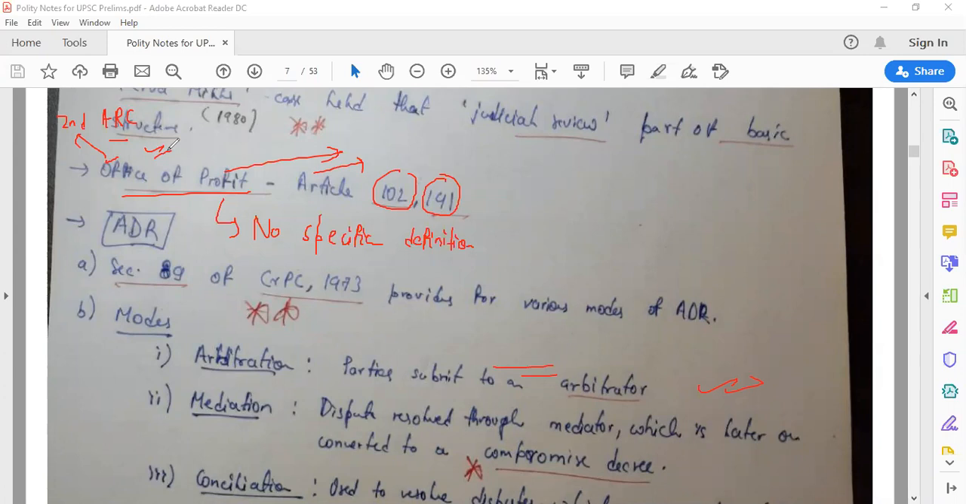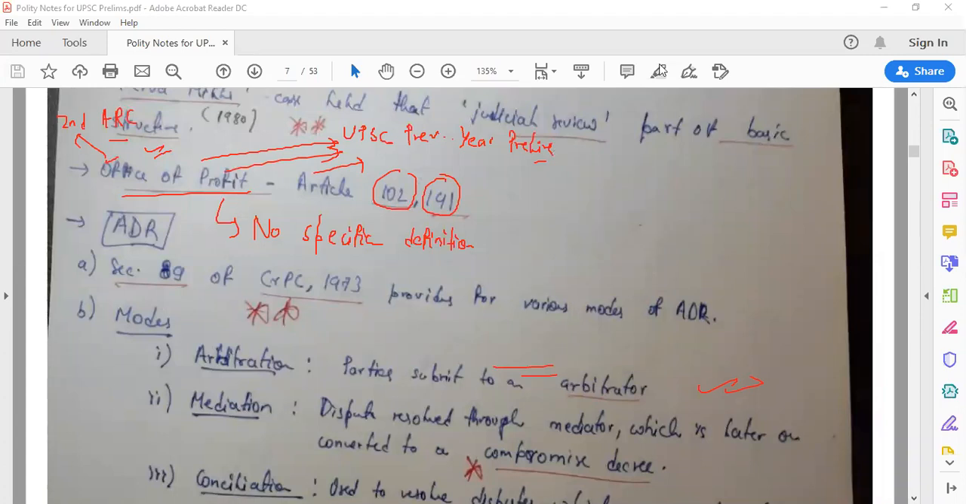Articles 102 and 191 deal with office of profit, and this has been asked in past UPSC previous year prelims. So this is important. Later on you will see I have also added prelims related questions in my notes, and we'll discuss all the specific prelims related questions also.